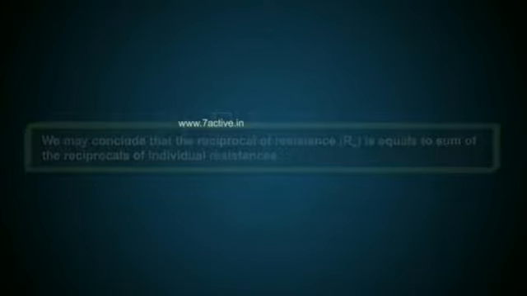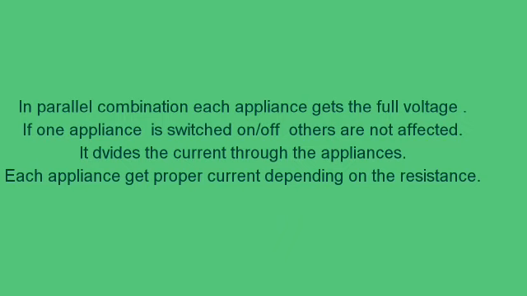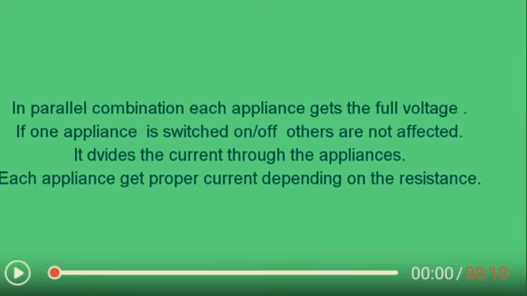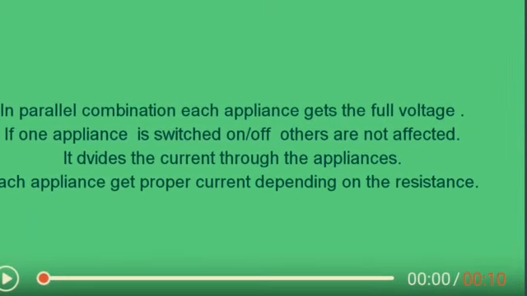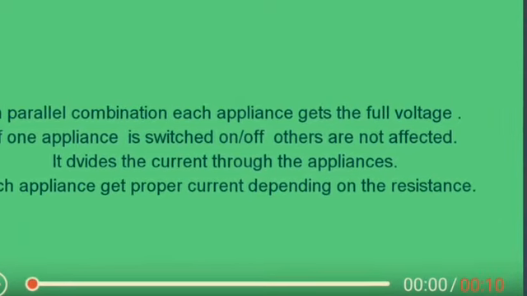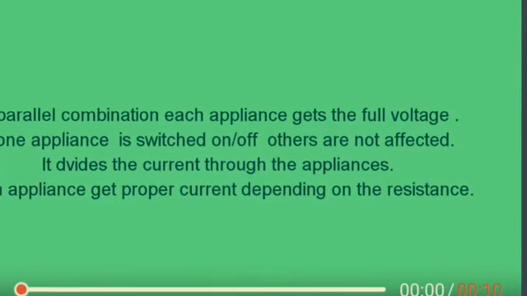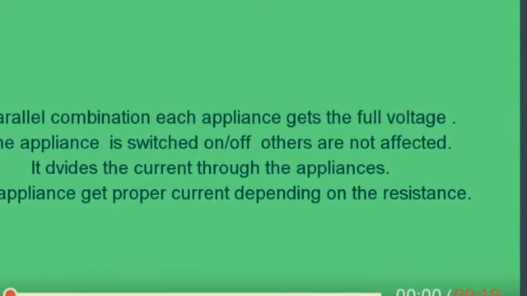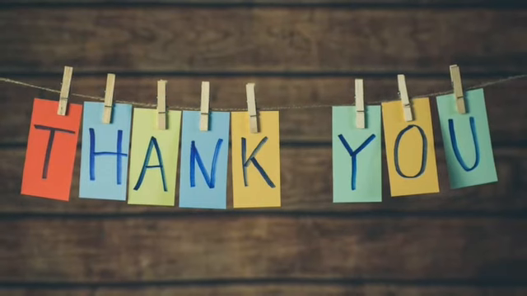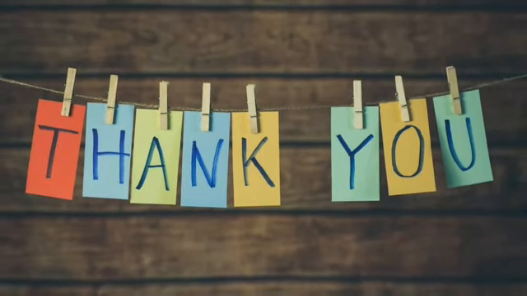Now let us see what are the advantages of connecting resistors in parallel. In parallel combination, each appliance gets the full voltage. If one appliance is switched on or off, others are not affected. It divides the current through the appliances. Each appliance gets proper current depending upon the resistance. But in series, if one of the resistor is broken, then it will be affecting the whole circuit.